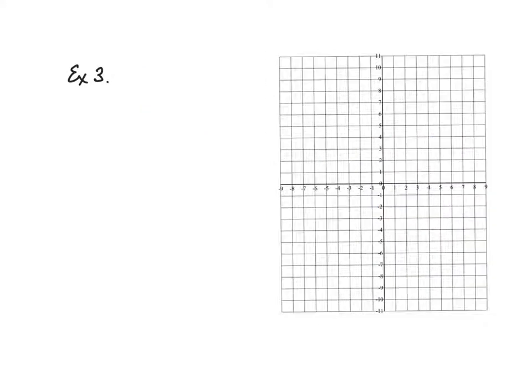Example 3, just to finish off our work with vertical and horizontal lines. 3-part A. What we want to do is to draw the line with the equation x equals 2. So x equals 2, well, I'm going to plot just 3 points.